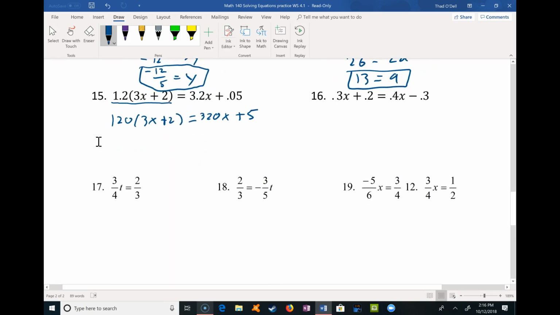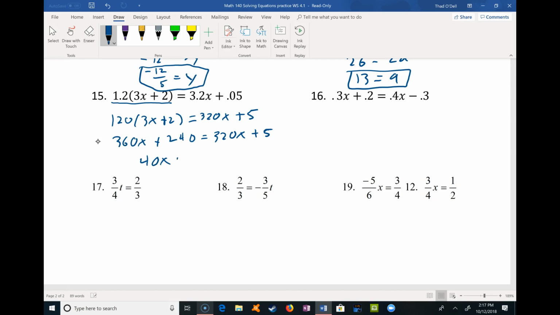Then we're going to go ahead and multiply the 120 through. 120 times 3 would be 360x, and 120 times 2 would be 240. And this is 320x plus 5. If I subtract 320x from both sides, I get 40x plus 240 equals 5. Then I subtract 240 from both sides, I get 40x is equal to negative 235.